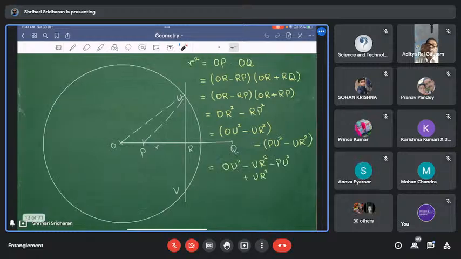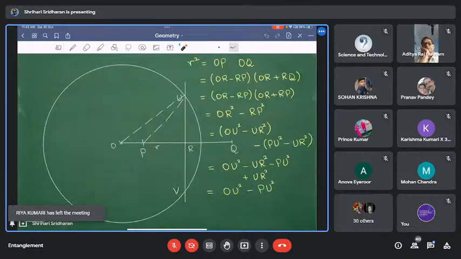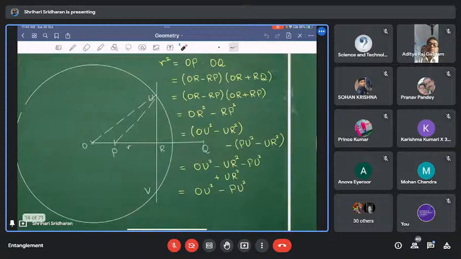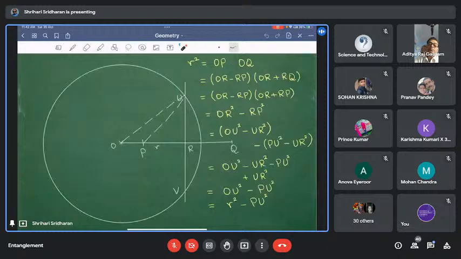Now what I do is, I expand the bracket. I have a minus sign outside, and therefore this gives me OU squared minus UR squared minus PU squared plus UR squared. I have a plus UR squared minus UR squared. I cancel those things out. I have OU squared minus PU squared. But you know what? OU is nothing but the radius of the circle. U lies on the boundary of the circle. That's how we chose it, right? So OU is nothing but the radius R itself. So this can be written as R squared minus PU squared.